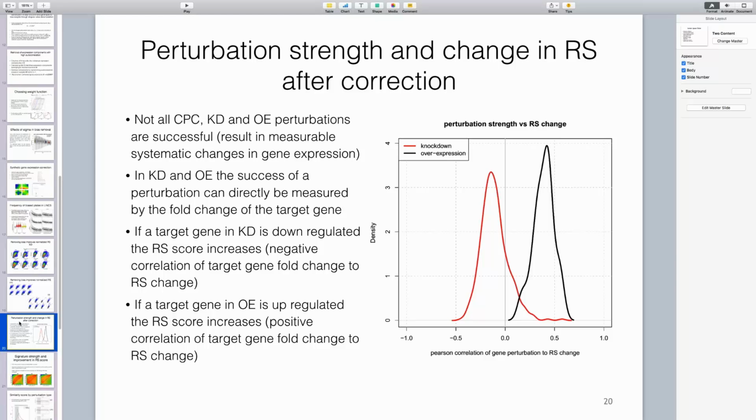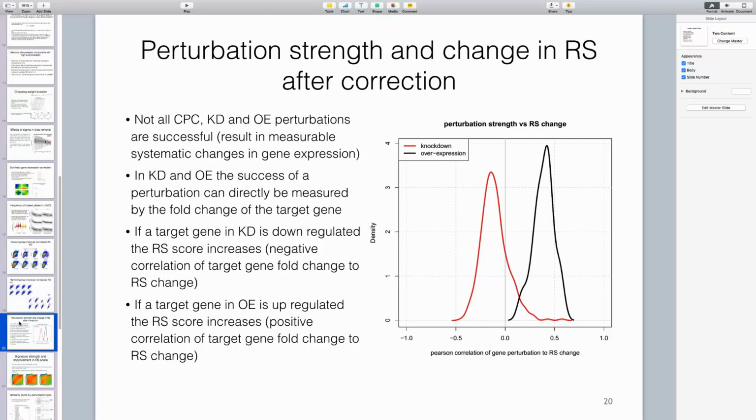So for the knockdown data, that usually is pretty successful. Most of the genes show a significant downregulation. Here I only look at landmark genes. If the target gene of a knockdown or of the overexpression is a landmark gene, I basically take the fold change of that gene and correlate it with the change in reproducibility score after correction.